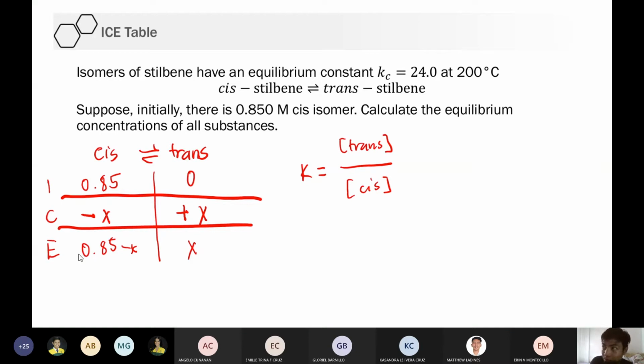So, ito, pa-plug in ko dito. Ito, plug in ko dito. Ito, plug in ko doon. So, lahat yan ipa-plug in natin sa K. Okay? So, let's write K is equal to 24. Ano yung concentration ng trans at equilibrium? X. Ano yung concentration ng cis at equilibrium? 0.85 minus X. Once you were able to substitute all the info from the ICE table and the K value, once na masubstitute mo na yan, your next task is to solve for the value of X.